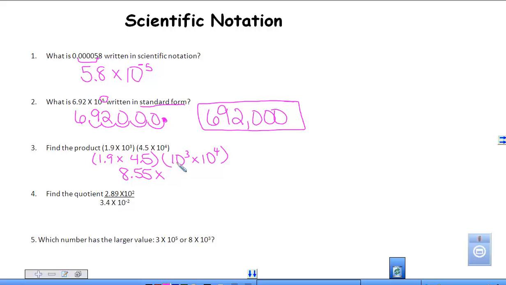And I can use my exponent rules to combine my bases of 10. When my bases are being multiplied and they're the same, I can add my exponents. So that gives me times 10 to the 7th power. And again, you need to check your answer to make sure it's in scientific notation. 8 is bigger than 1 and smaller than 10. So I do have a number in scientific notation. So that would be my final answer.